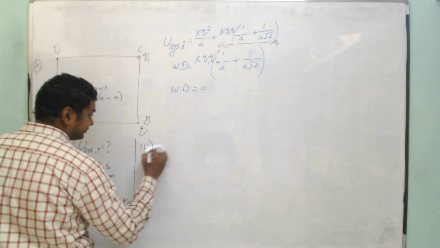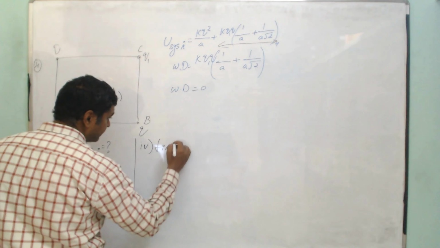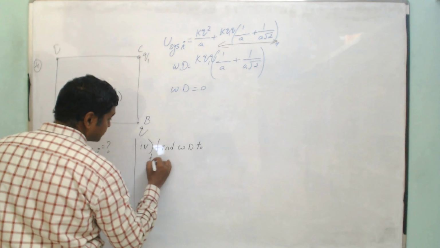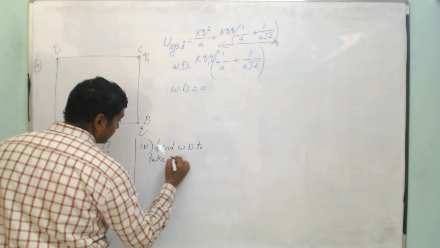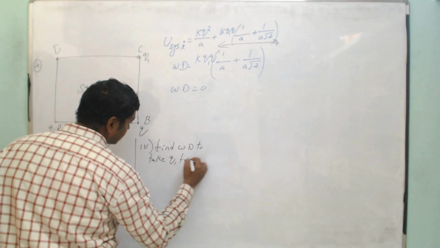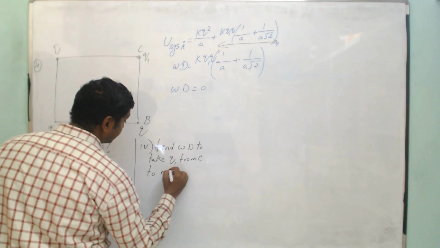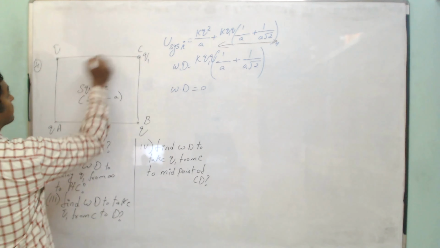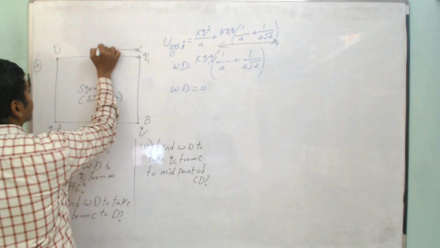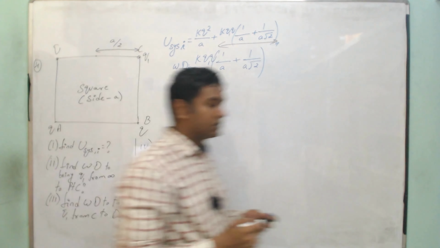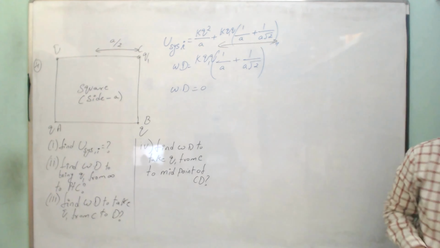Find the work done to take the charge Q1 from C to the midpoint of CD. That means this is a by 2. Find the work done in taking Q1 from C to the midpoint of CD.